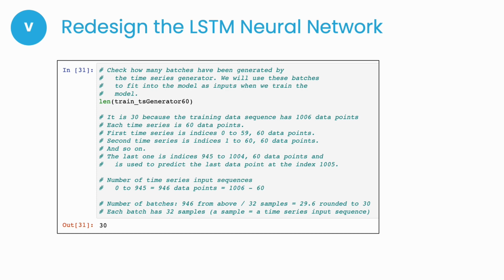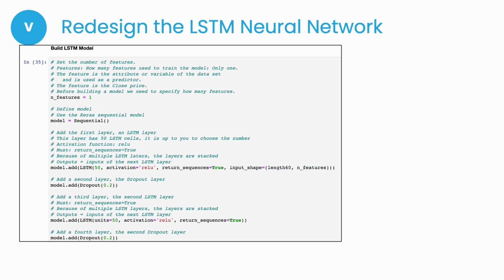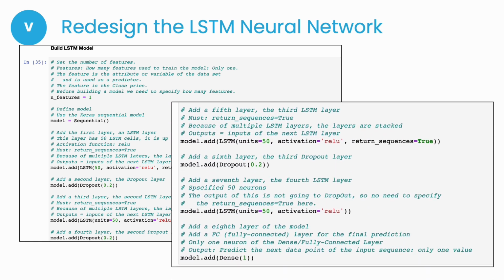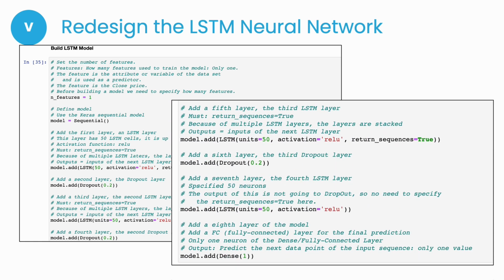And here's another change for the training batch size, now at 30, because taking the 1006 data points, then moving them back 60 places is 946. Then dividing that by 32 samples is 29.6. That rounds to 30 for the training batches. Here's where the 1 LSTM layer and 1 dropout layer were added. Now I'm up to 8 layers.